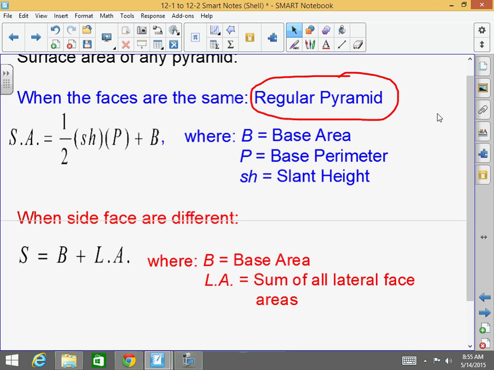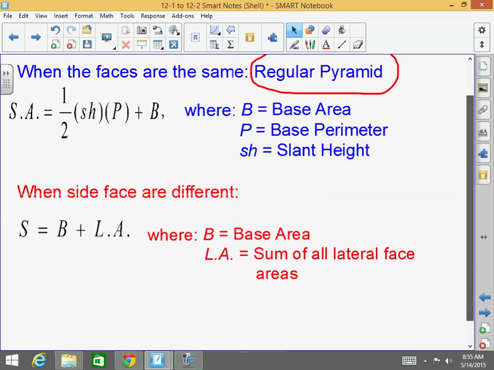Correct. Not all pyramids will have a regular base, so therefore not all lateral faces will be congruent when you have a non-regular base. So different formula. And remember what the lateral area is. It's perimeter times height. You guys with me here? Yes, no, maybe, kind of, sort of?